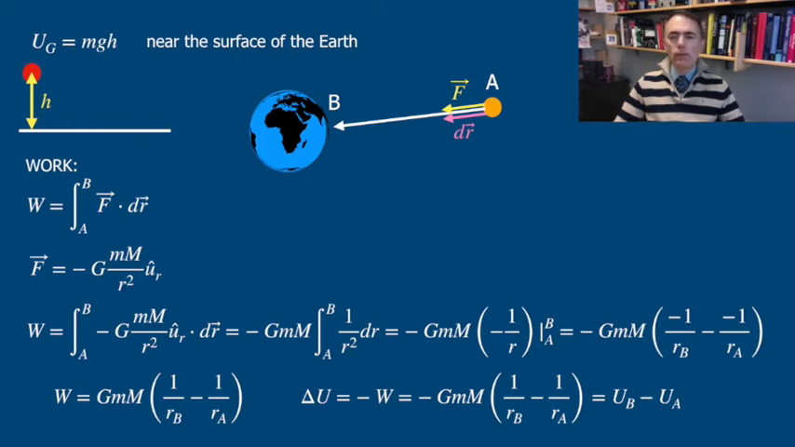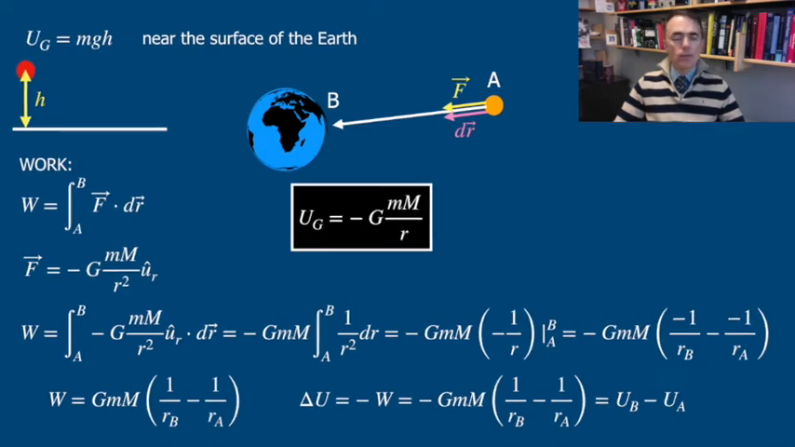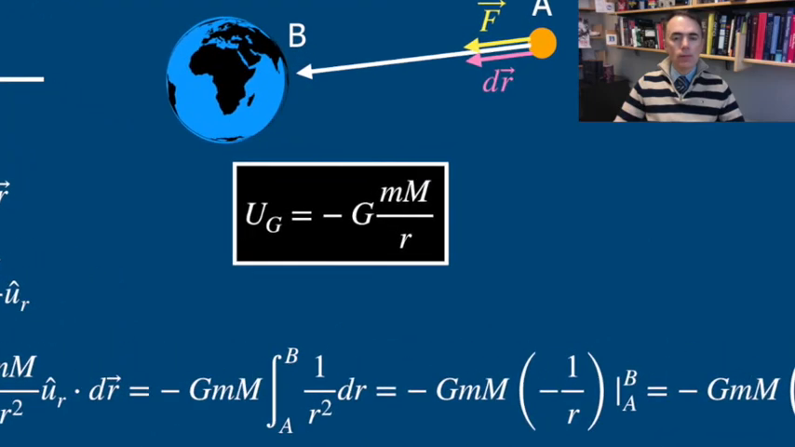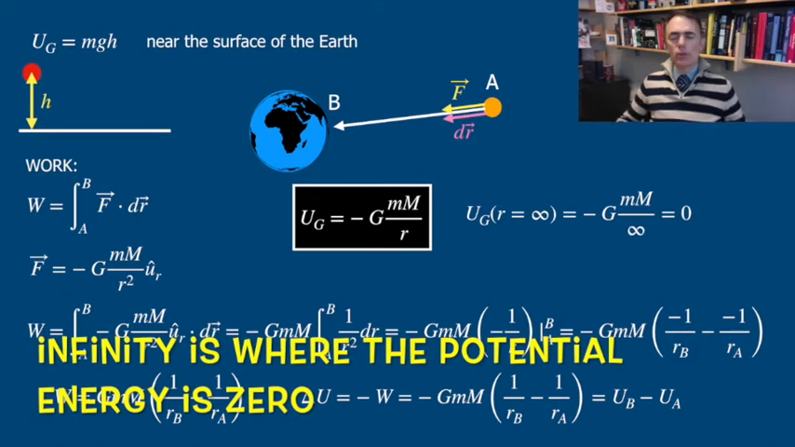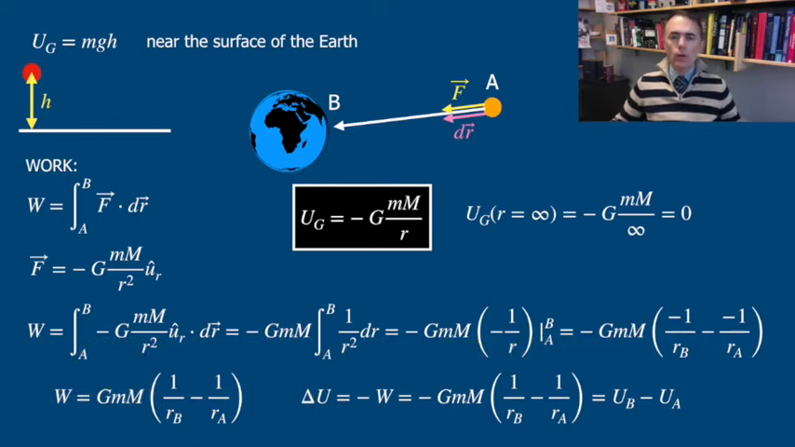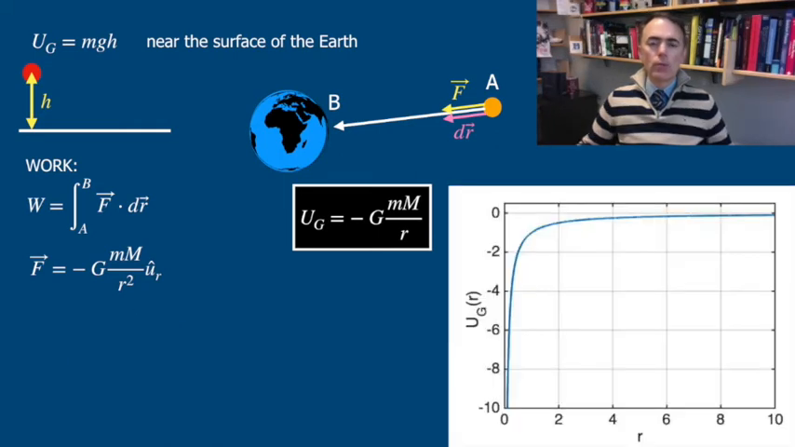So we can write the gravitational potential energy at the distance r as follows. We choose infinity as the origin of gravitational potential energy, the point where the object has 0 potential energy. 1 divided by infinity is 0. We can represent the potential energy as a function of the distance. The gravitational potential energy is negative.